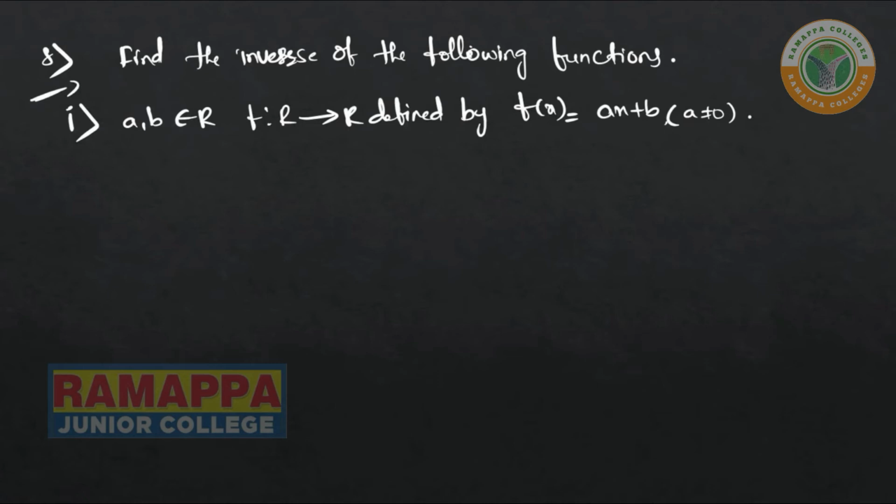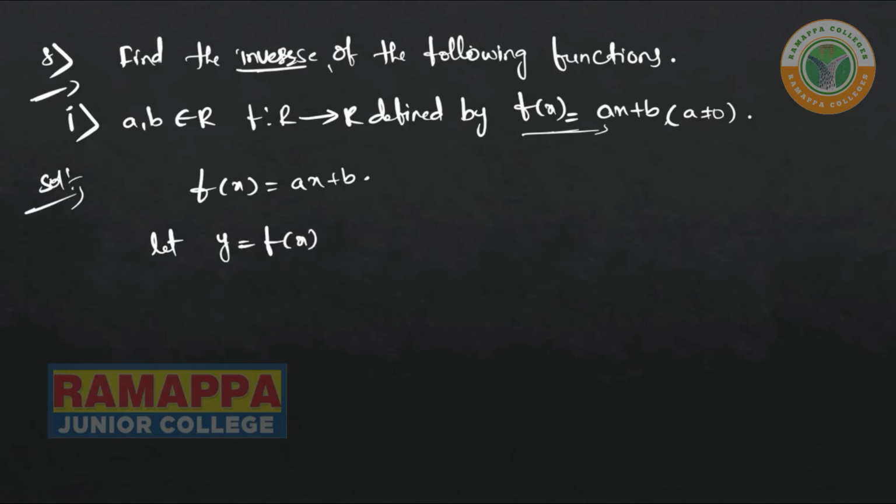The first one is: a, b belongs to R, f from R to R is defined by f of x is equal to ax plus b, where a is not equal to 0, he is saying. Solution here: what we have to do, he is asking us to find the inverse of this given function. f of x is equal to ax plus b is given. So from this I will take y is equal to f of x is equal to ax plus b, I will take like this.